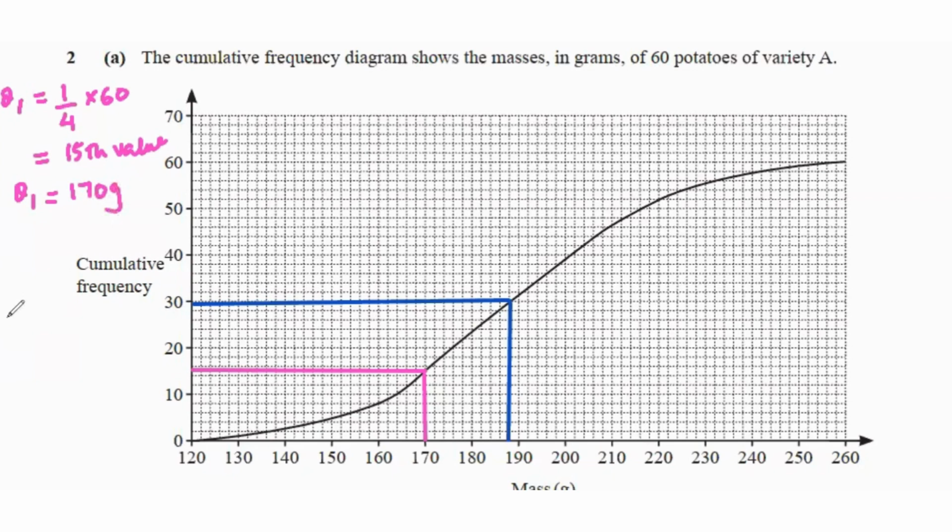And then for the upper quartile, Q3, that's going to be 3/4 of 60, which gives us the 45th value, which comes over here. So that is your 208 grams.